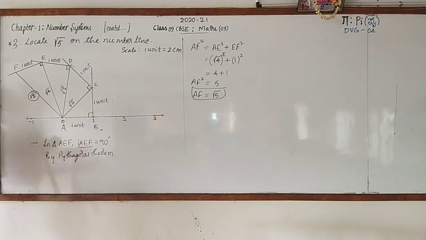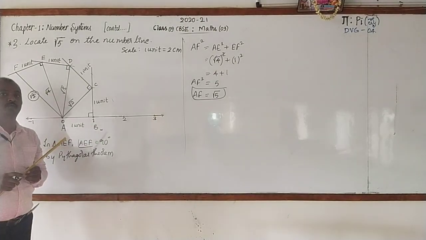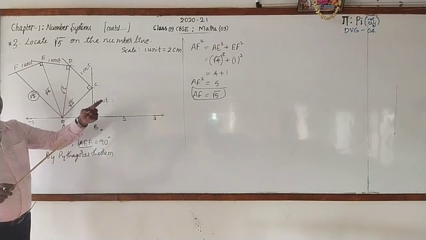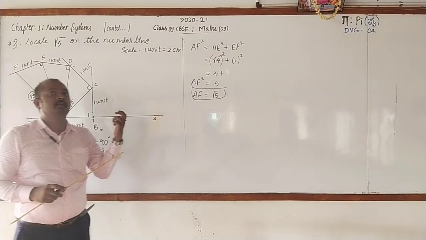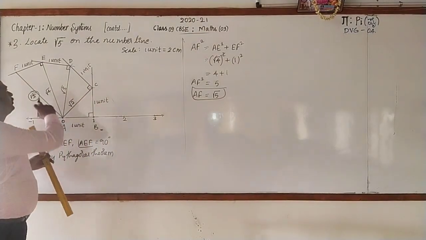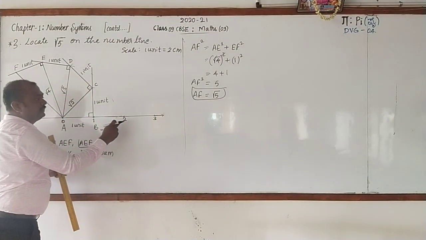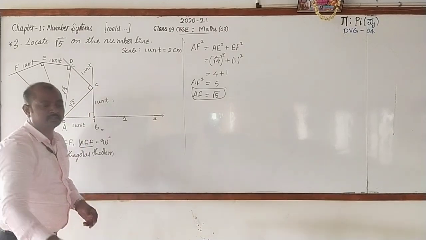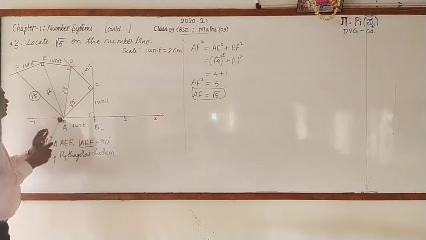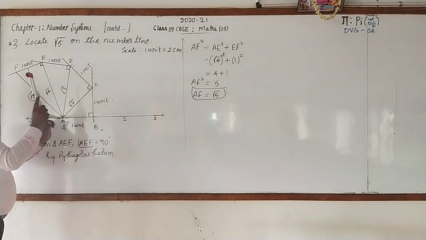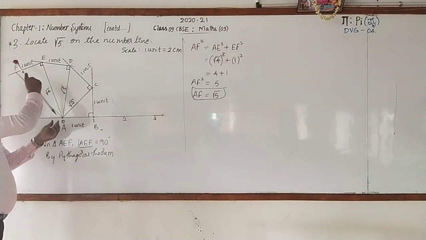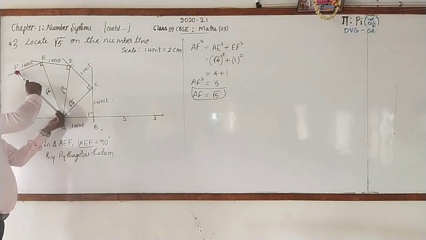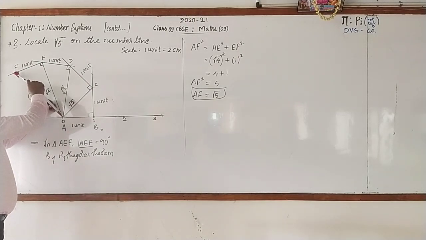Now this length, that is the AF length, should be shown on the number line that we have drawn. Just recall the value of root 5. The value of root 5 is more than 2, right? And less than 3. So if you go for drawing an arc, that should come in between 2 and 3. Let us see. Here, you take compasses with A as center and AF as radius, and you have to draw an arc.